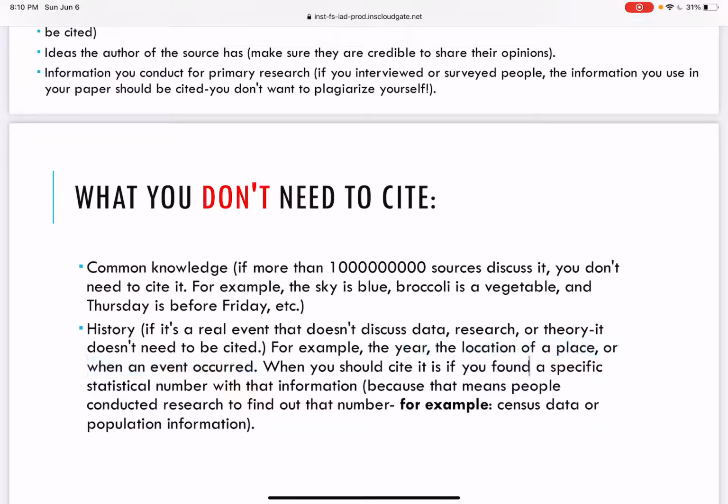When you should cite it is if you found a statistical number or data with that information, because that means people conducted research to get that number, to get that statistic. For example, census data about a city or county, state or country or global. Population information was research that was conducted, so it needs to be cited.